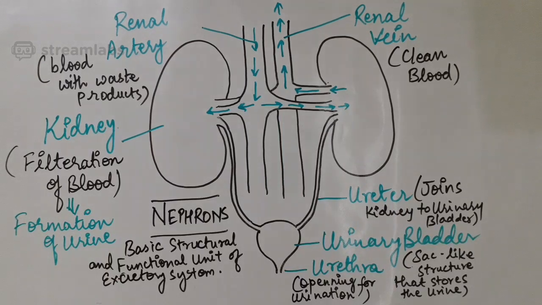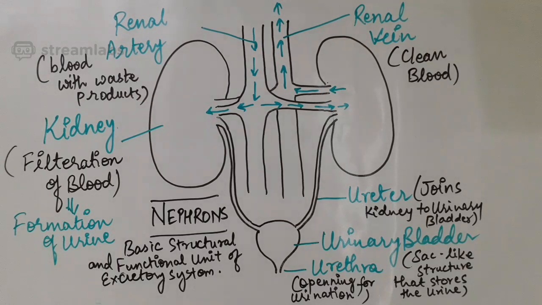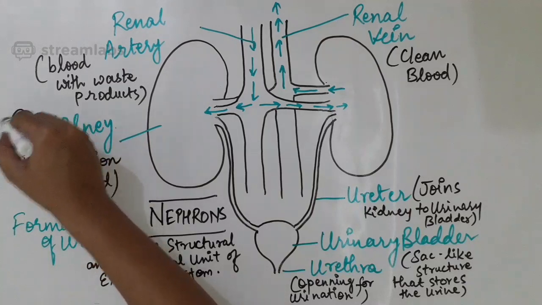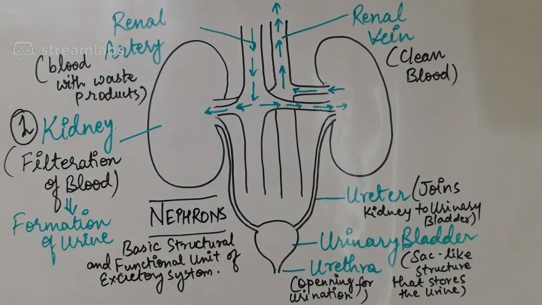This is the structure of the urinary system in humans. Now let us take the organs differently. First, the kidneys. We have a pair of kidneys in our body which does the work of filtration of blood and also the formation of urine.